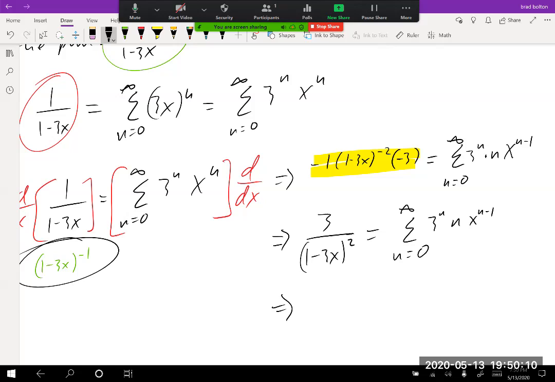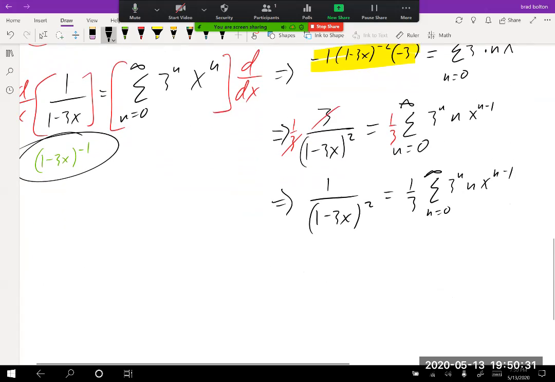So all I have to do is, I guess I'll do this. Well, then I can just multiply 1/3 times both sides, and these 3's will cancel. And now I have 1 over 1 minus 3x quantity squared equals 1/3 summation n equals 0 to infinity of 3 to the n x to the n minus 1. And that would be our answer.